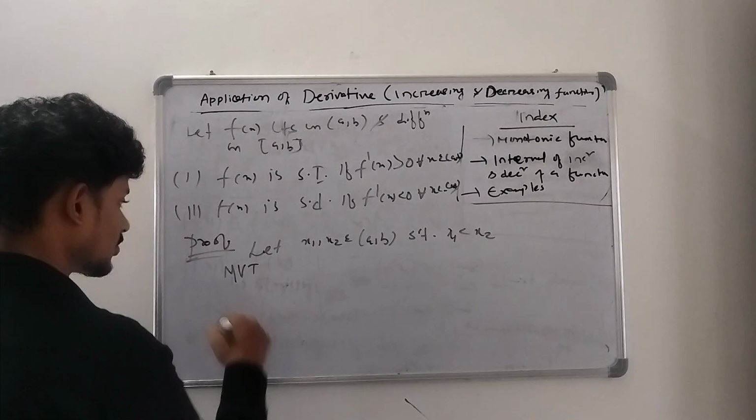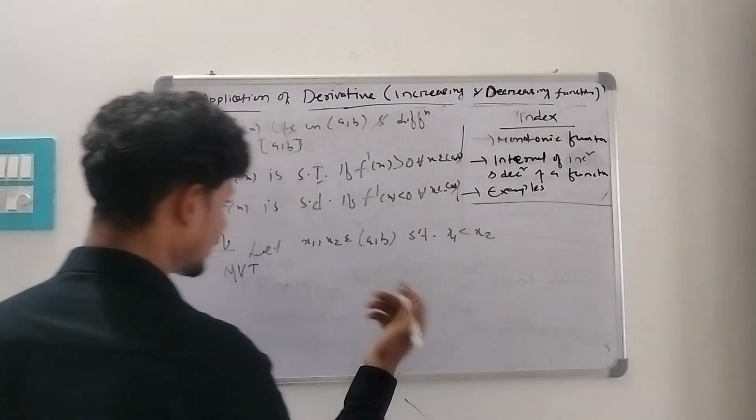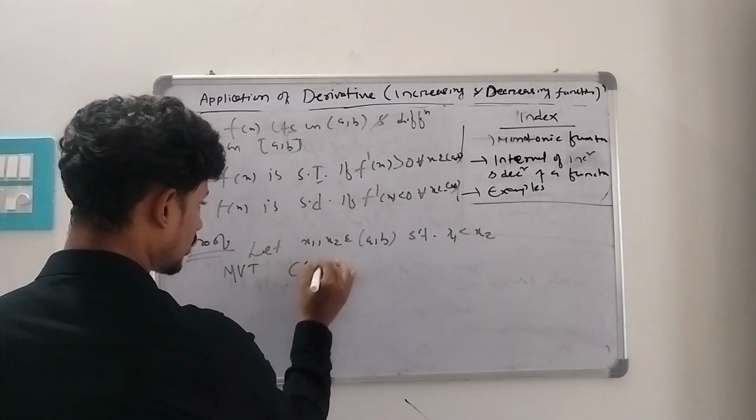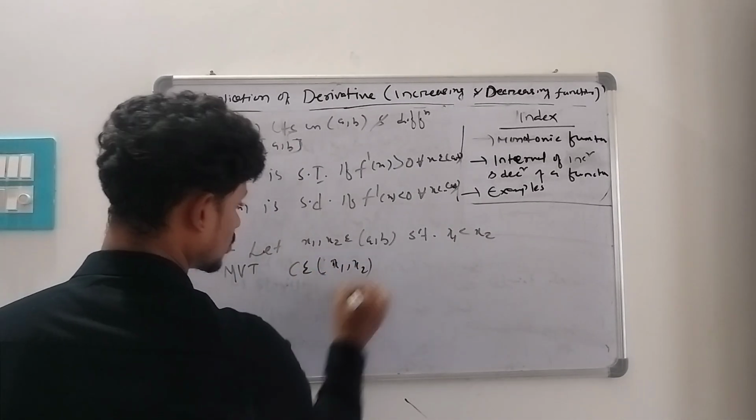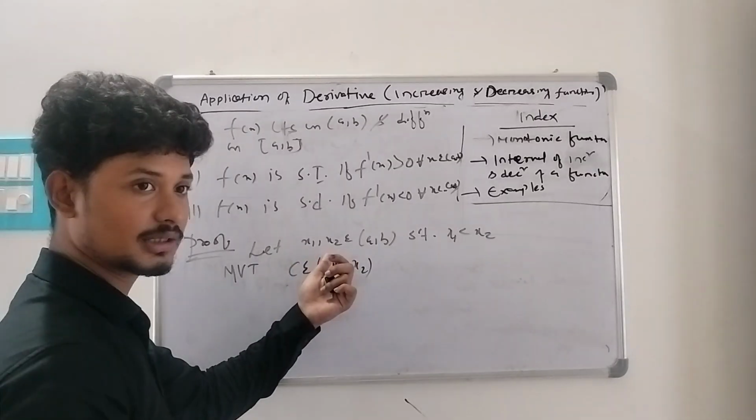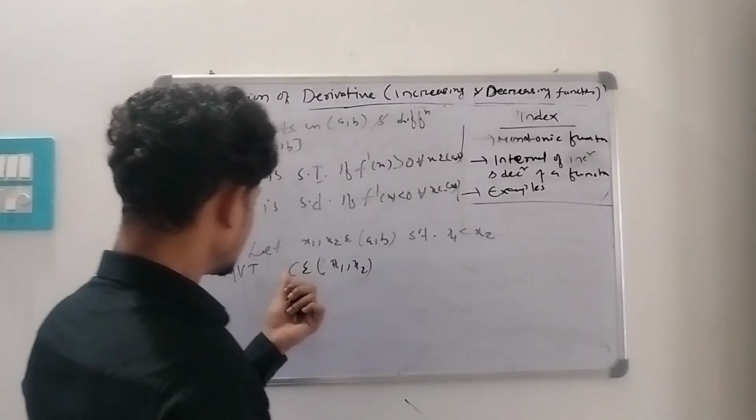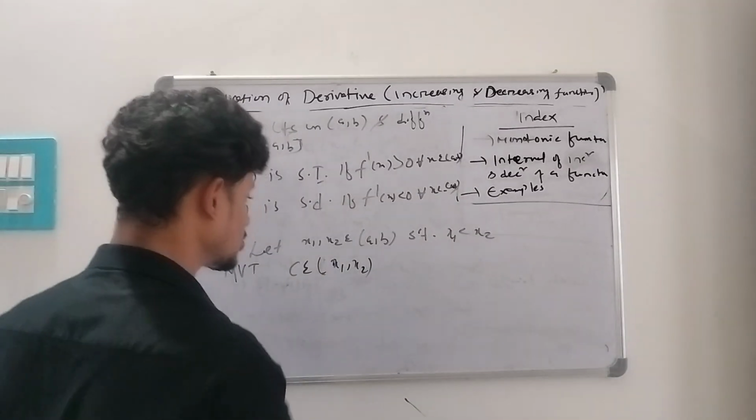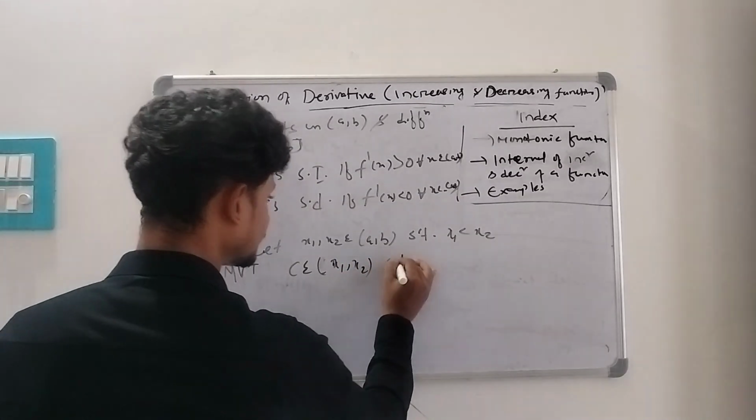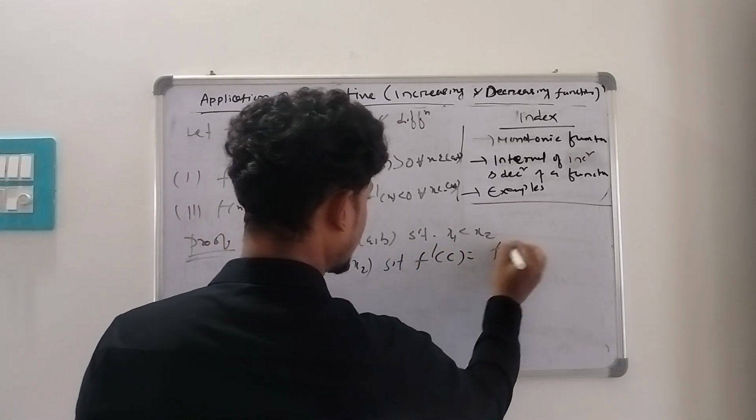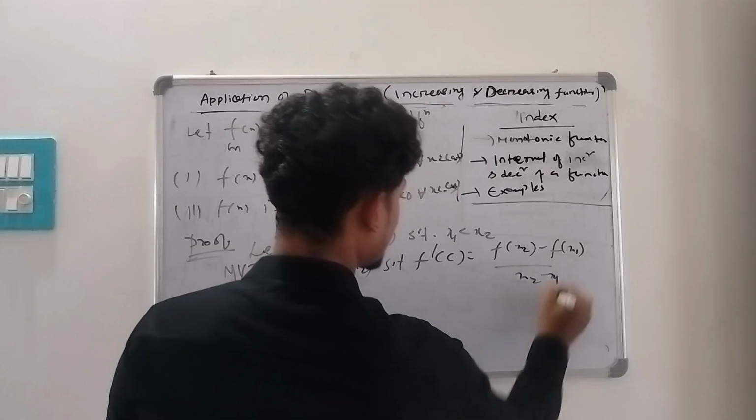Okay, so according to the mean value theorem, I will have a point c that belongs to (x1, x2). Since I am taking these two arbitrary elements, if c belongs to (a, b), then c also belongs to (x1, x2). Now c belongs to (x1, x2) such that f'(c) is equal to (f(x2) minus f(x1)) by (x2 minus x1).